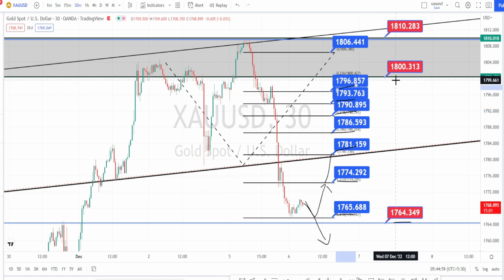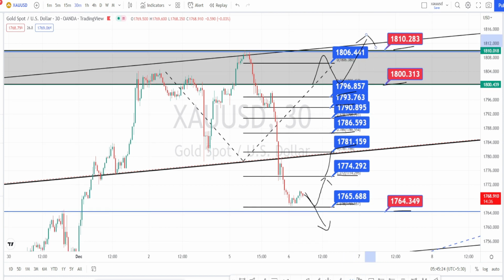We have higher time frame resistance levels between 1800 to 1810, which the price action has to break if it wants to freshly start its bullish side retracement. That's all the analysis for today.